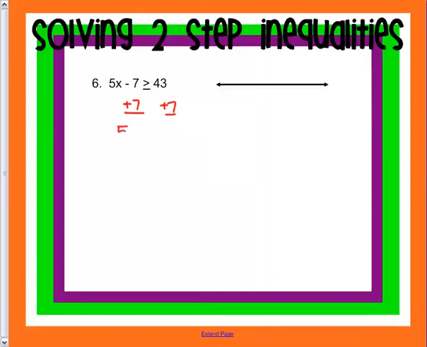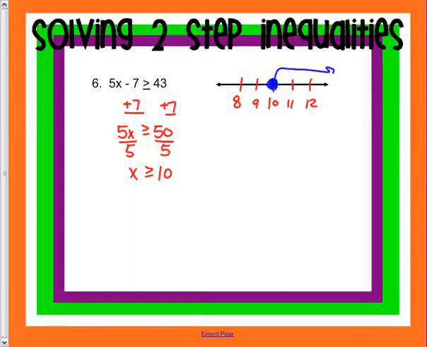You're left with 5x is greater than or equal to 50. Divide by 5 on both sides. The sign stays the same. And we're left with x is greater than or equal to 10. Okay, so on our number line, we are going to have a solid dot because it's equal to, and then x is greater, so it goes this direction.